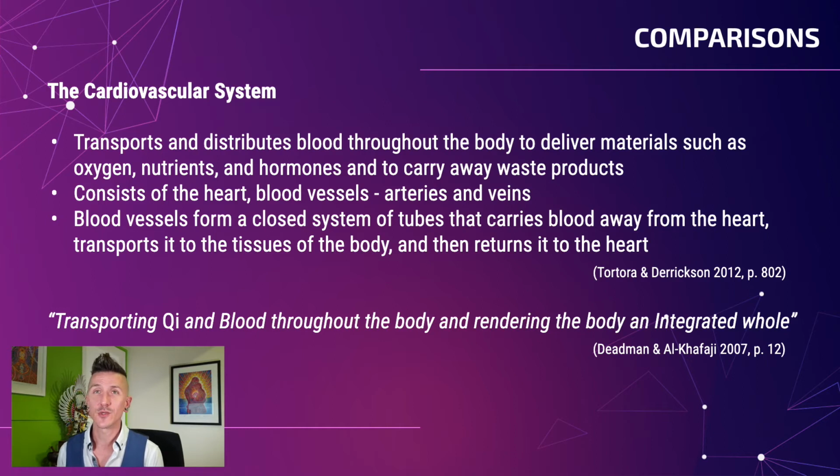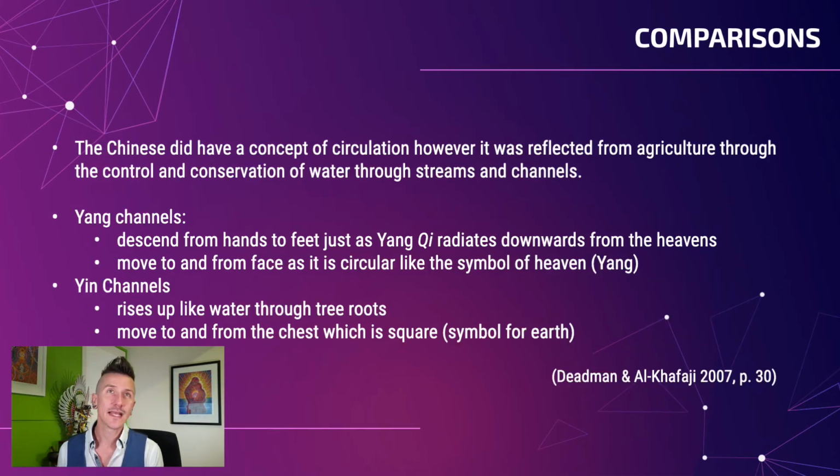In comparison to the functions of the channels, transporting qi and blood throughout the body and rendering the body an integrated whole. So the Chinese did have a concept of circulation, although as we discovered before, it was reflected from an agricultural perspective through the control and conservation of water through streams and channels. So they had their yang channels and their yin channels, which moved throughout the body. So yang channels go one way and yin channels go the other.